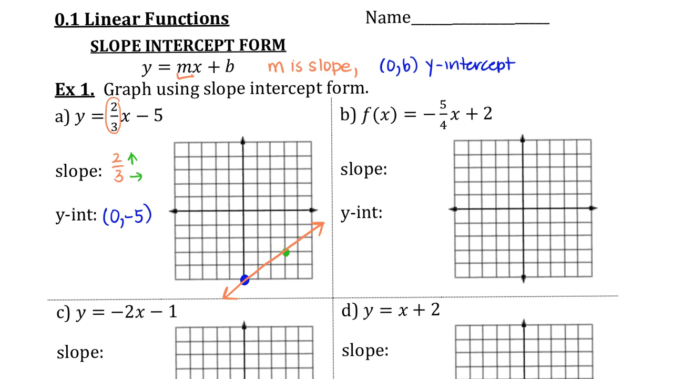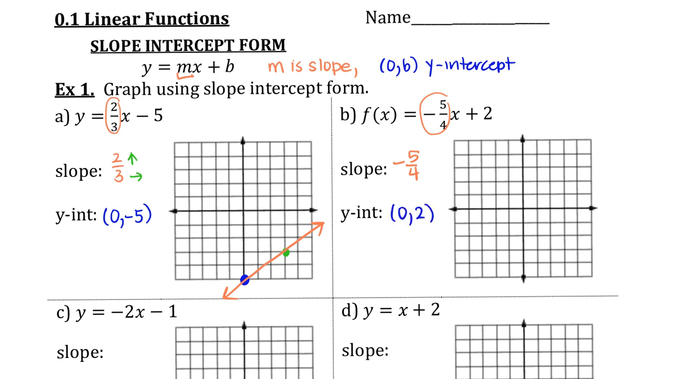Okay, let's go ahead and try the next one. If you want to work ahead, go ahead, work ahead, and then check your answers at the end. Okay, for b, it says f of x. If you remember this notation from Algebra 1, it's another way of saying y equals. It's especially useful when we have more than one equation at the same time. Okay, so my slope is right there with the x. It's negative 5/4. My y-intercept is the plus 2, so my y-intercept is (0, 2).